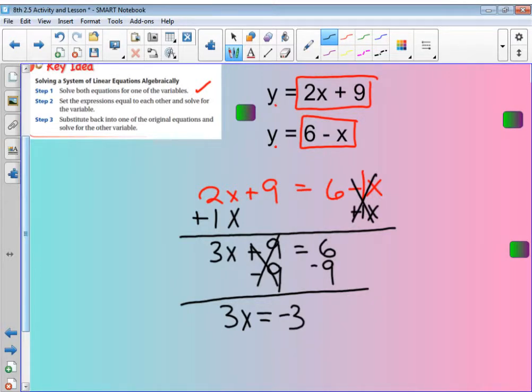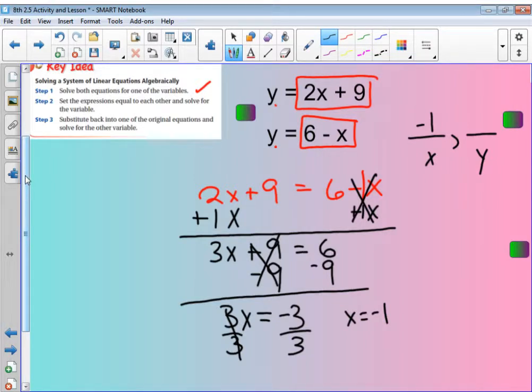So now I'm going to divide by 3 to get x by itself. Divide by 3. So my x, negative 3 divided by 3, I just found out is negative 1. So I get negative 1 there. Okay, so now I'm going to plug into one of those sets.